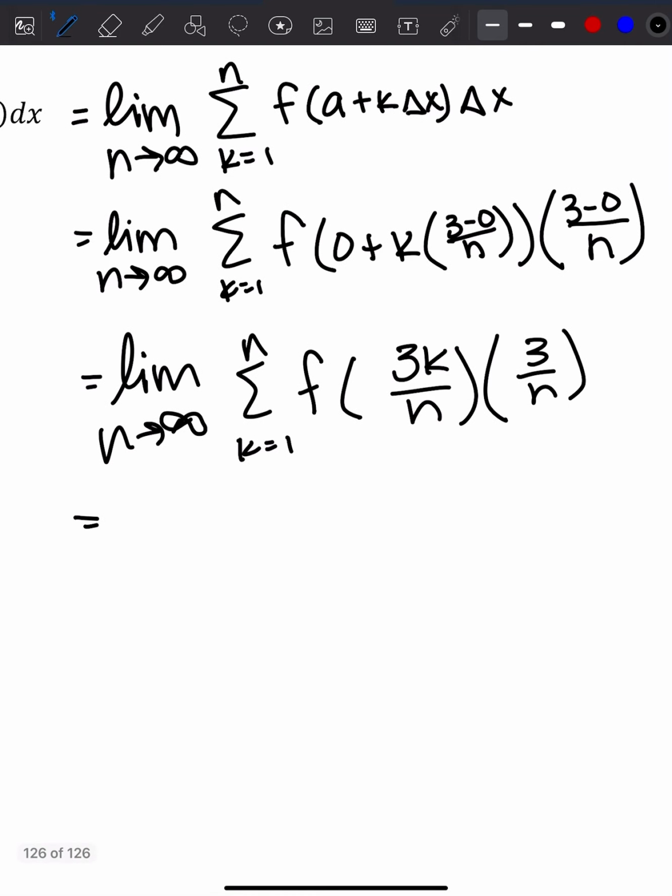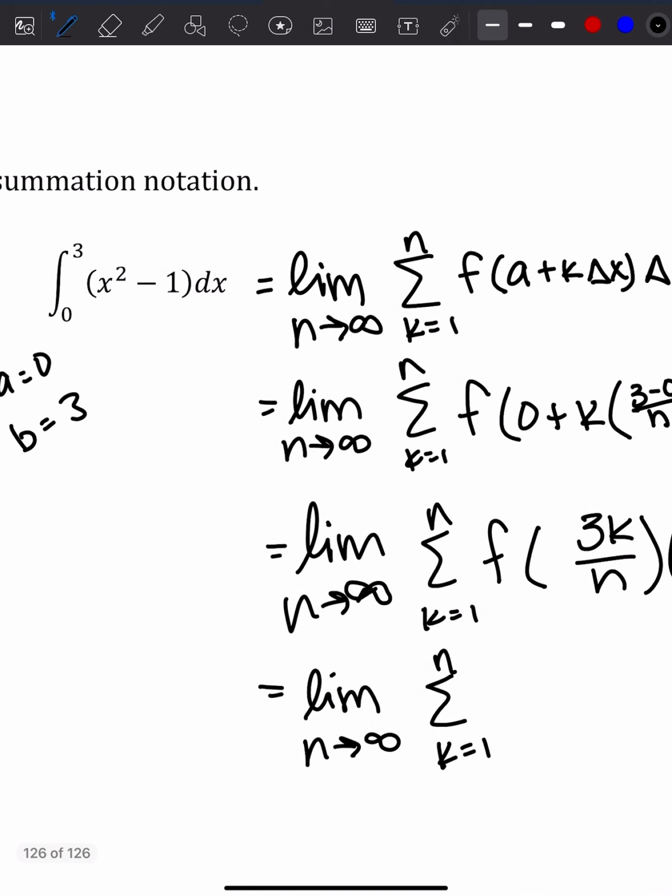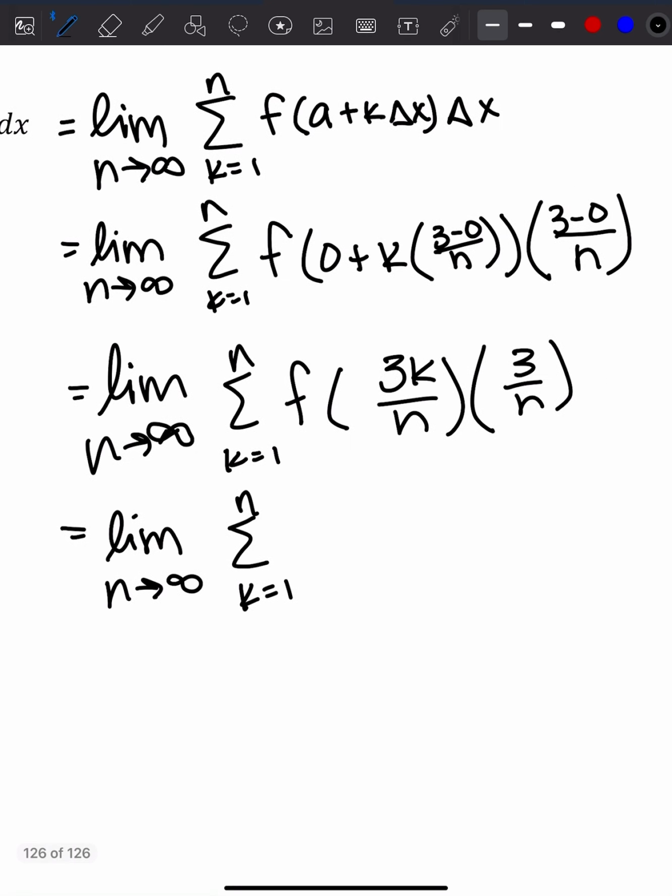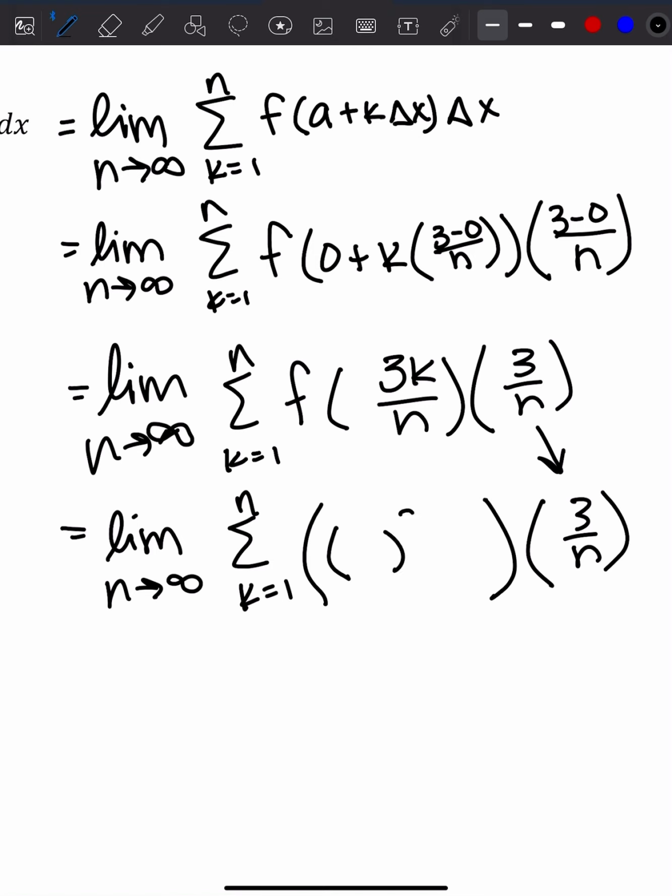Now we're going to do one more thing here, which is plug in our function. So the limit as n approaches infinity of the summation from k equals 1 to n. We need to figure out what our function is. So our function in this case is x squared minus 1. If I were to write that out, I'm going to put a parenthesis for everything where f of x is going to be. We have our 3 over n that just pulls down. So our function is x squared minus 1. Well, instead of x, we have 3k over n. So I'm going to put in 3k over n. And that is my function.